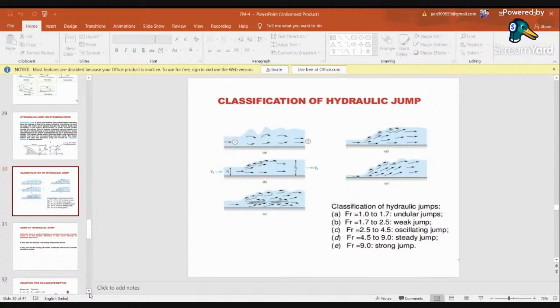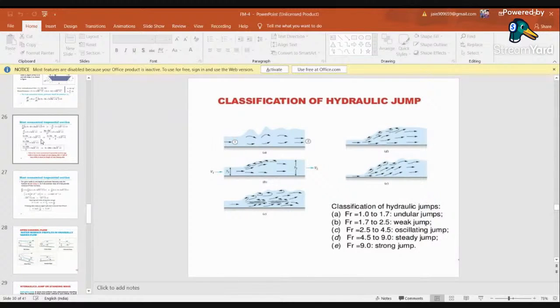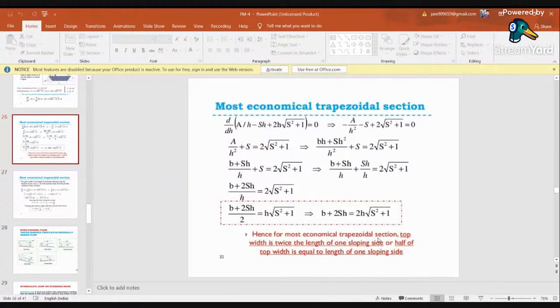Okay. For a rectangular section, your condition is width should be equal to twice the depth, and for a trapezoidal section, this condition should be satisfied, that is b plus 2sh equals 2h into square root of s square plus 1.